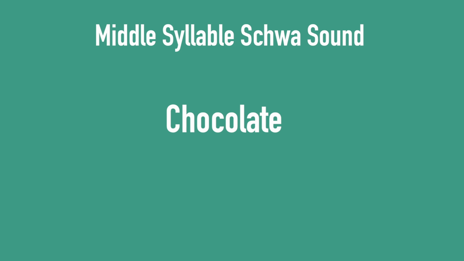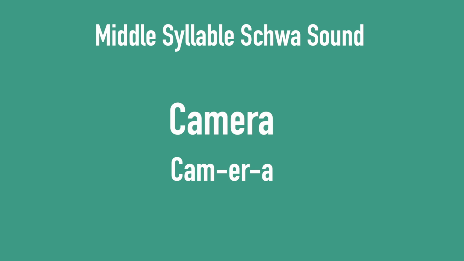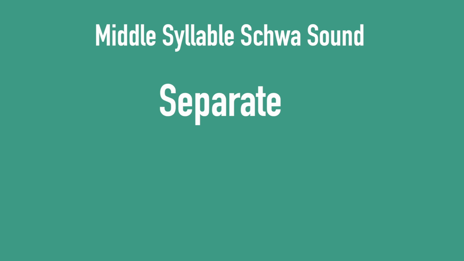Let's take a look at another example. Camera. Just like I just said, we make it often into two syllables instead of how it's spelled as three syllables. We could say camera, but we tend to take out that middle schwa sound and just say camera. Let's look at another example. Separate. We tend to make it two syllables instead of the proper three syllables. Separate. Instead, we say separate.